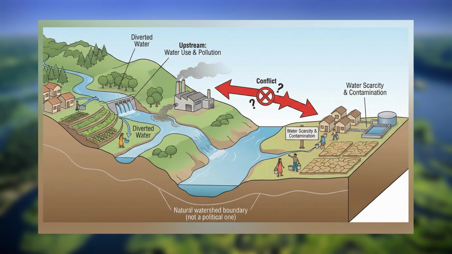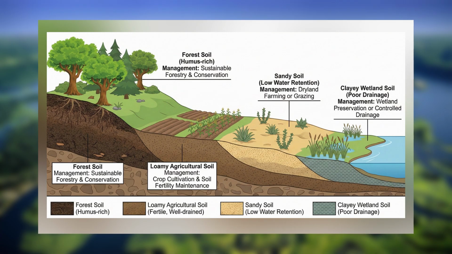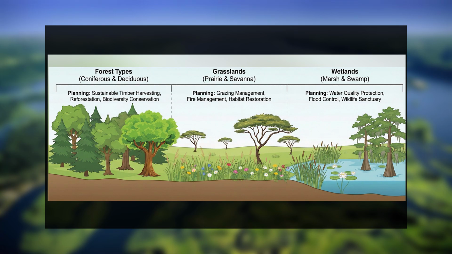Using a natural unit for planning also helps in dealing with conflicts between people living upstream and downstream, as resources like water are shared naturally rather than divided by political lines. Among natural units, watersheds are the most appropriate for planning and management. Soil resources can be managed using soil types or land units, and vegetation can be planned based on forest types, grasslands or similar categories. Water, however, is best managed at the watershed level because a watershed is defined by natural drainage patterns.